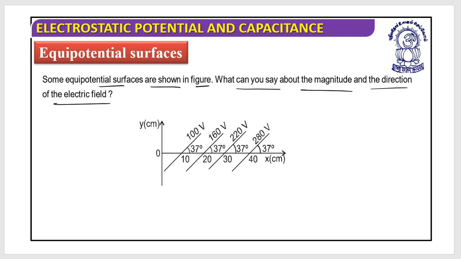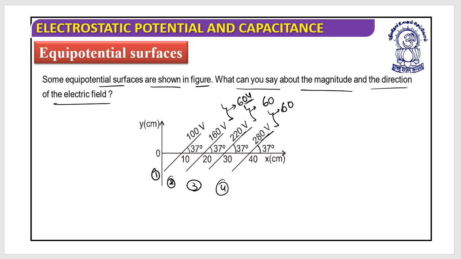What you should do at the very first stage is look at this. These are the surfaces which are on the same potential. Let's say this is first, second, third, fourth. These surfaces are at 280 volt, 220, so their difference is 60 volt. Even from 220 to 160, it's a difference of 60, and 160 to 100 is also a difference of 60 volt.